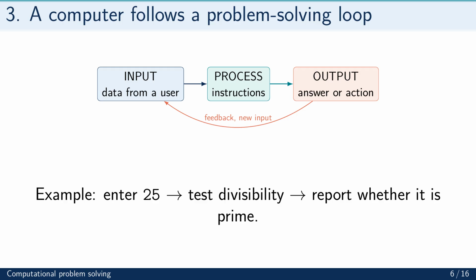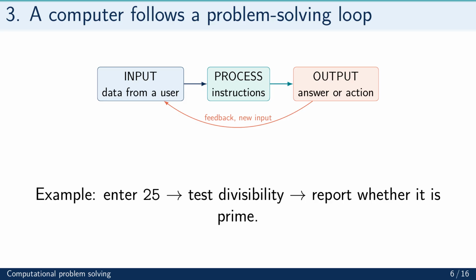At the center of computational problem solving is a simple loop: input, process, and output. A computer receives data from a person, a sensor, a file, or another system. It then applies instructions to that data. Finally, it displays an answer, stores a result, or produces an action.